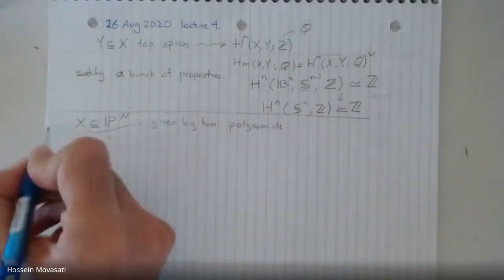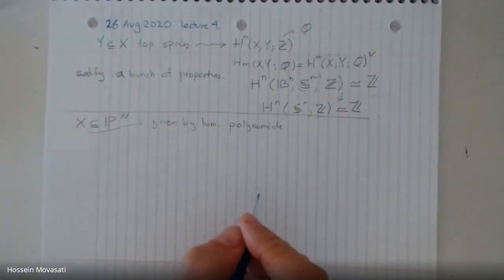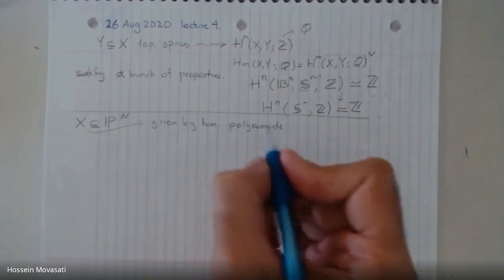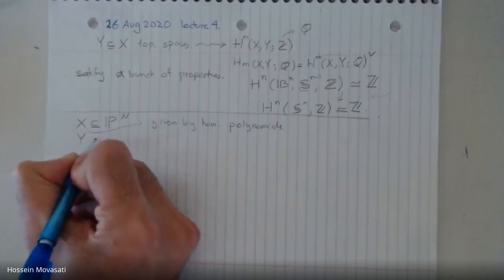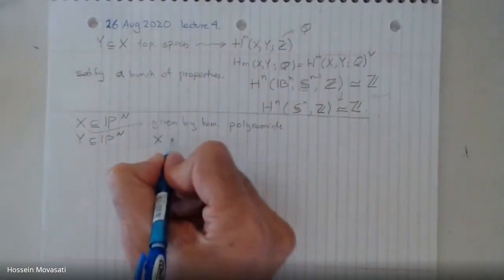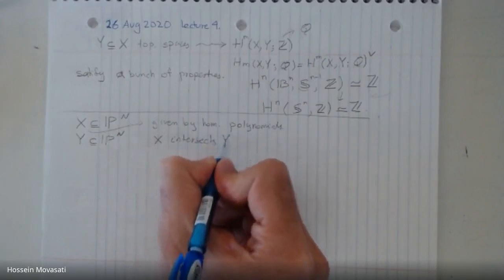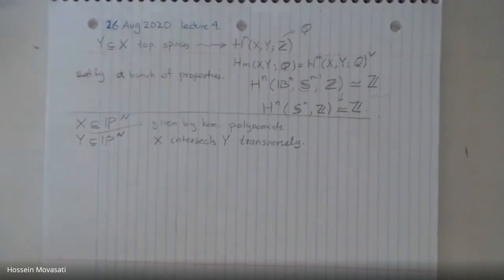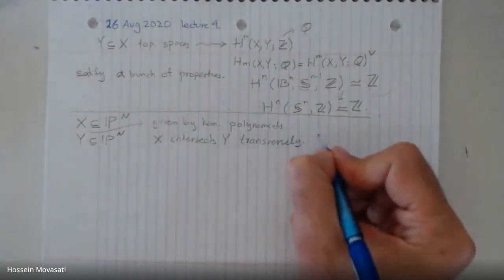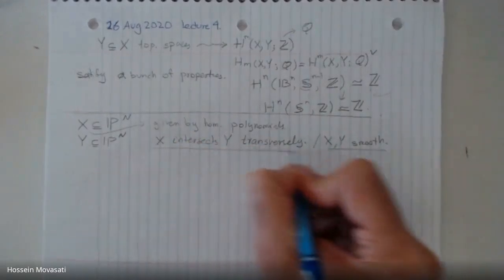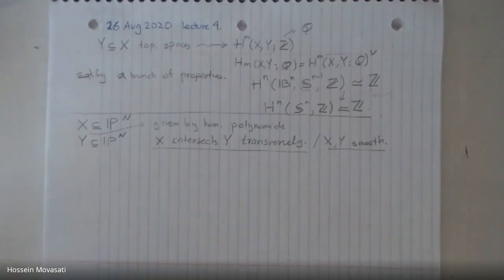I need this to say when X is smooth. Let's just very fast remind this concept. Actually, I will also need something more general. Let's try to make this definition. If I have two subvarieties, I want to say when X intersects Y transversely. For our main purpose, we need to define these two concepts: transversal intersection, and of course when X is smooth.